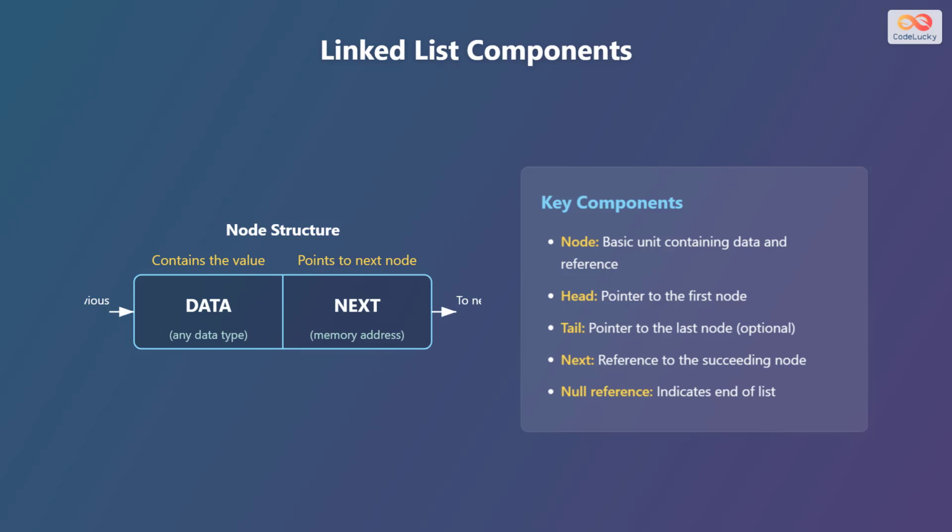The next reference within each node points to the succeeding node in the sequence, and importantly, the null reference in the last node signifies the end of the list. Understanding these components is crucial for manipulating and traversing linked lists effectively.